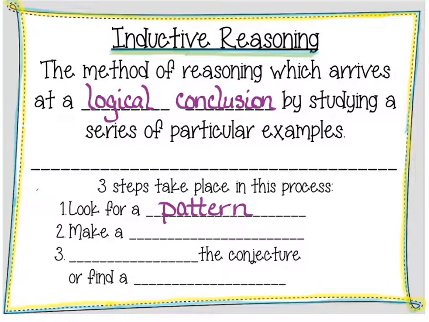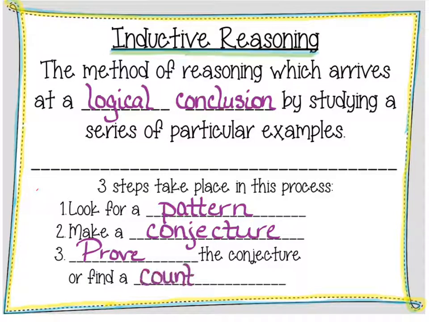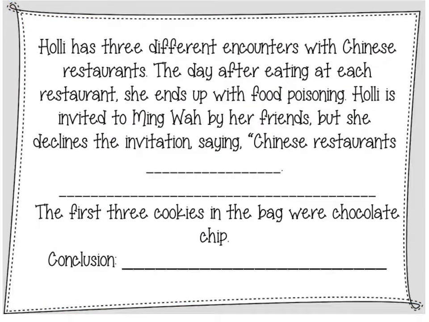One, you're going to look for a pattern. Number 2, you're going to make a conjecture, and we'll define that word as we go. And number 3, you're going to prove the conjecture or find a counterexample. So if you don't understand these last 2 steps, that's okay, because maybe you're not familiar with these definitions. But by the end of this lesson, you should be okay with those 2 words.